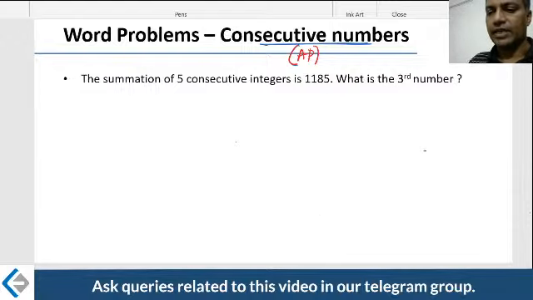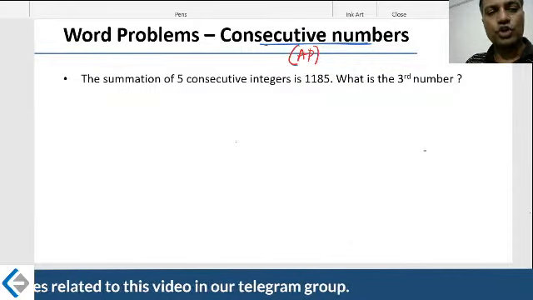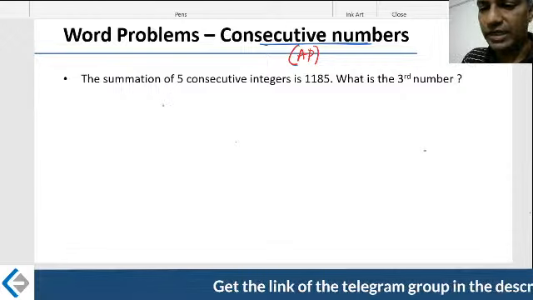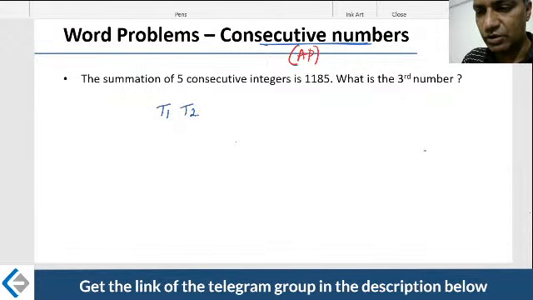Here we go, friends. They would have taught you in school how to assume terms in an arithmetic progression. What if there are 3 terms in the arithmetic progression? Let me start with 3 terms.